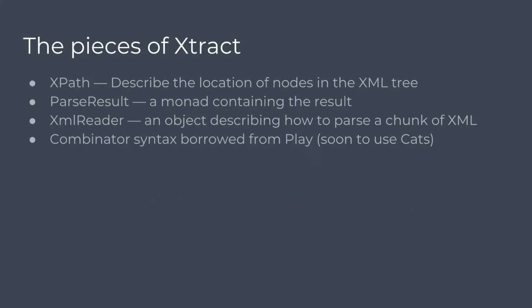So Xtract has 4 main parts to it. The first part is the XPath class, which represents paths in XML. It's a way to address specific nodes or sequences of nodes in an XML document. Then ParseResult, which is a monad that contains a result or a list of errors. It's very similar to Try or Option for representing the result of an operation. The XmlReader, which is really the heart of the library, is just an object that describes how to parse a chunk of XML into a Scala object. And then finally, some combinator syntax, which allows you to combine a whole bunch of smaller XML readers into a more complex XML reader.